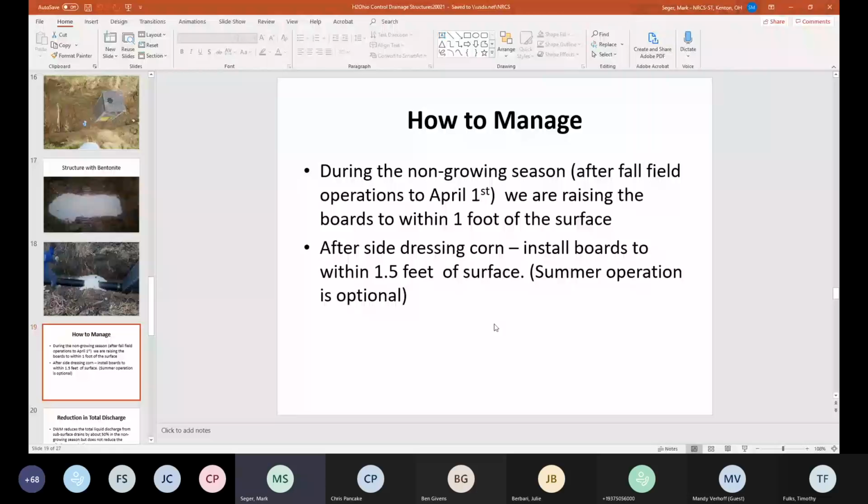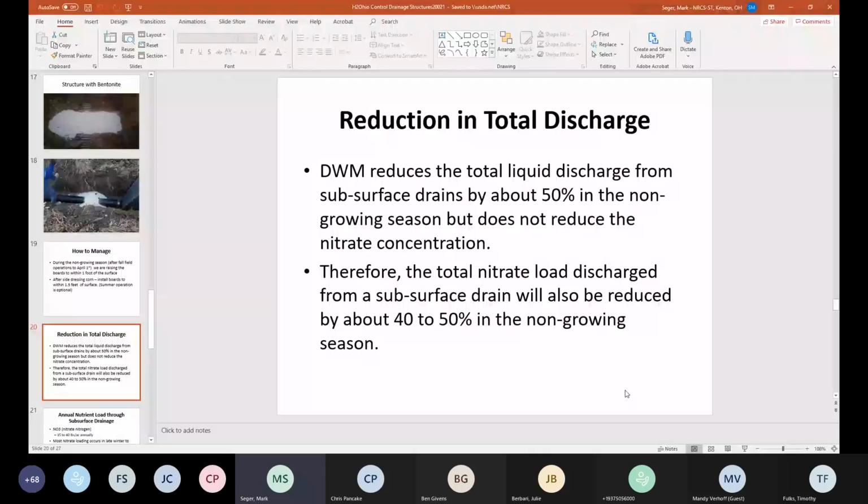So this gets to that question, why are we doing these structures and where? Well, if we use drainage water management and we put these in during the non-growing season, we can reduce the total liquid discharge, or the total volume of water leaving that field, by about 50%. Now, we don't change the nitrate concentration leaving the field. We just control the amount of volume. Therefore, the total nitrate load discharged from the drain will also be reduced by about 40 to 50% in that non-growing season. So that's one of the main reasons for installing these structures.